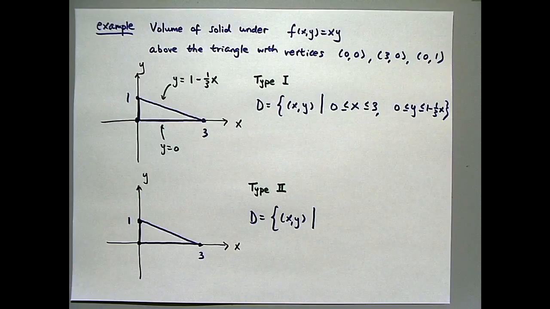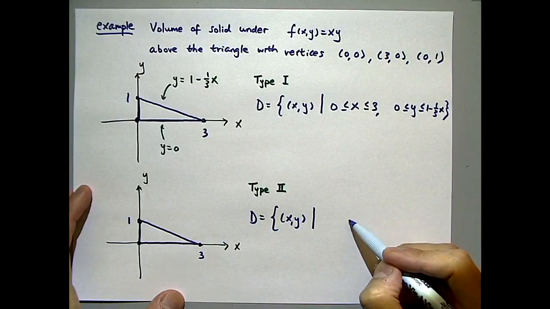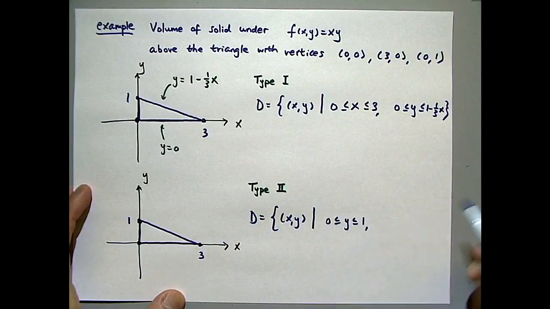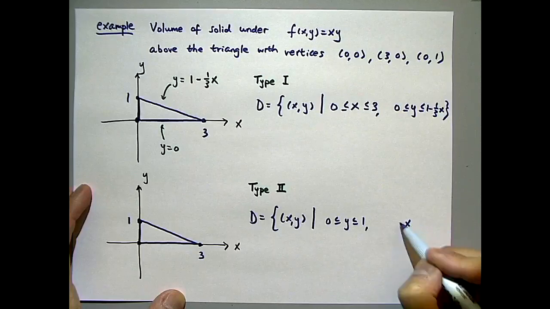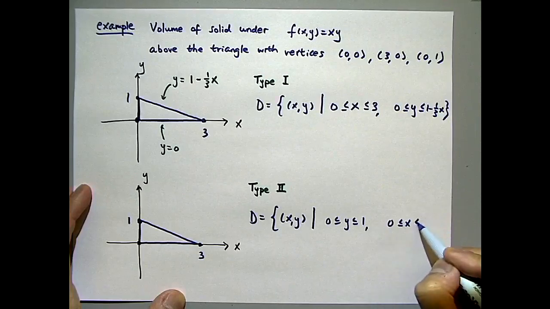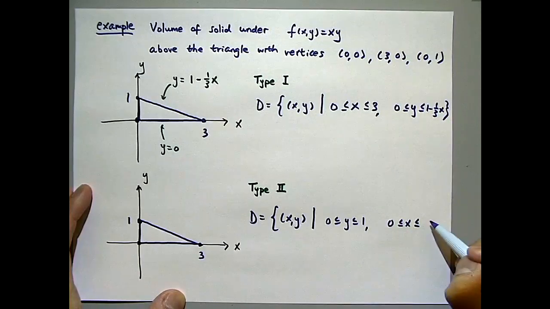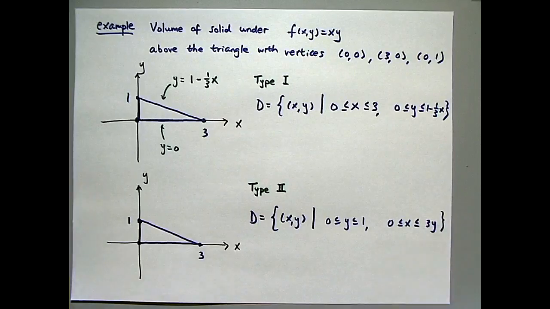Type 2? Yeah, what you got? 0 is less than or equal to y, less than or equal to 1. Good. And then 0 less than or equal to x, less than or equal to 3y. Say it again? 3y. Do we agree with that?